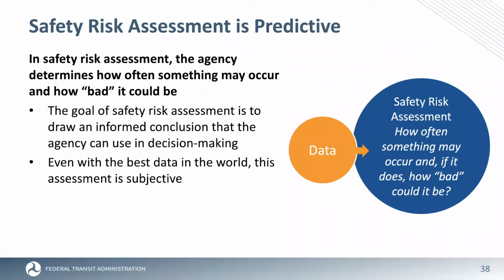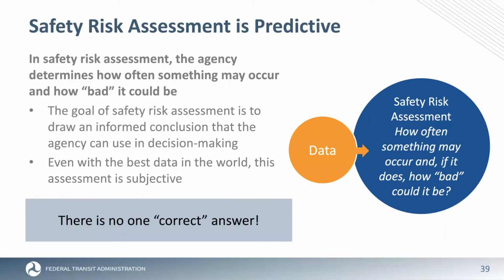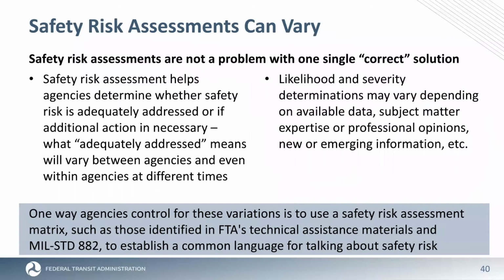Ultimately, this assessment is subjective. And what does that mean? Well, that means there's really no one correct answer. So our safety risk assessments, it's not like a math problem that we did in school where we wanted to get to that final number that's absolutely correct and we could circle it and get the question right. Our safety risk assessments aren't like that.